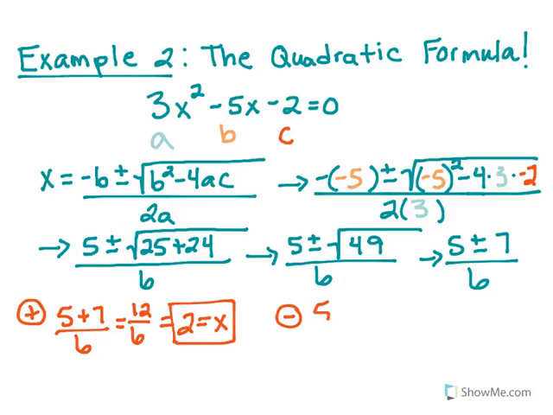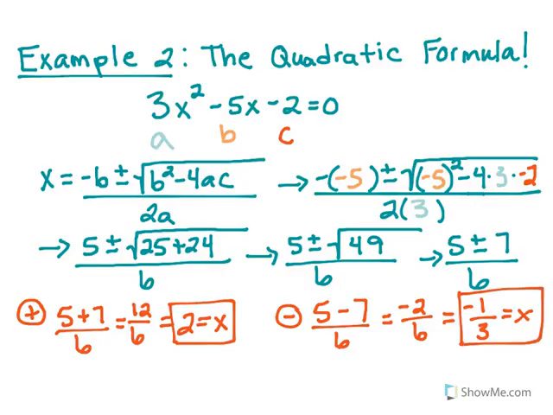And the other one, 5 minus 7 over 6. So that's going to be the same thing as negative 2 over 6, which reduces one more time into negative 1/3. And those 2 answers are my solutions. And that will conclude this tutorial.